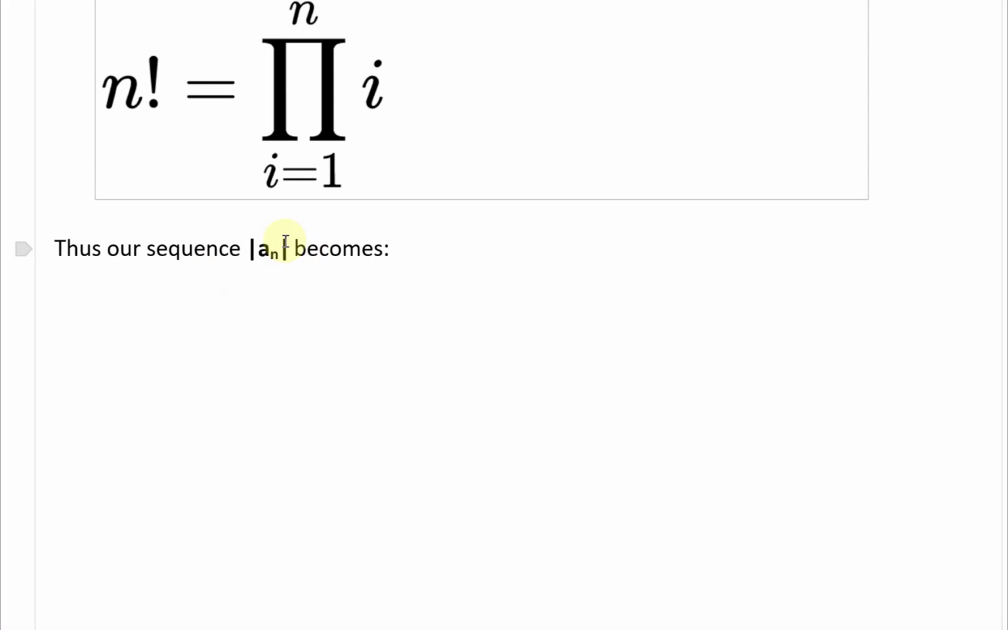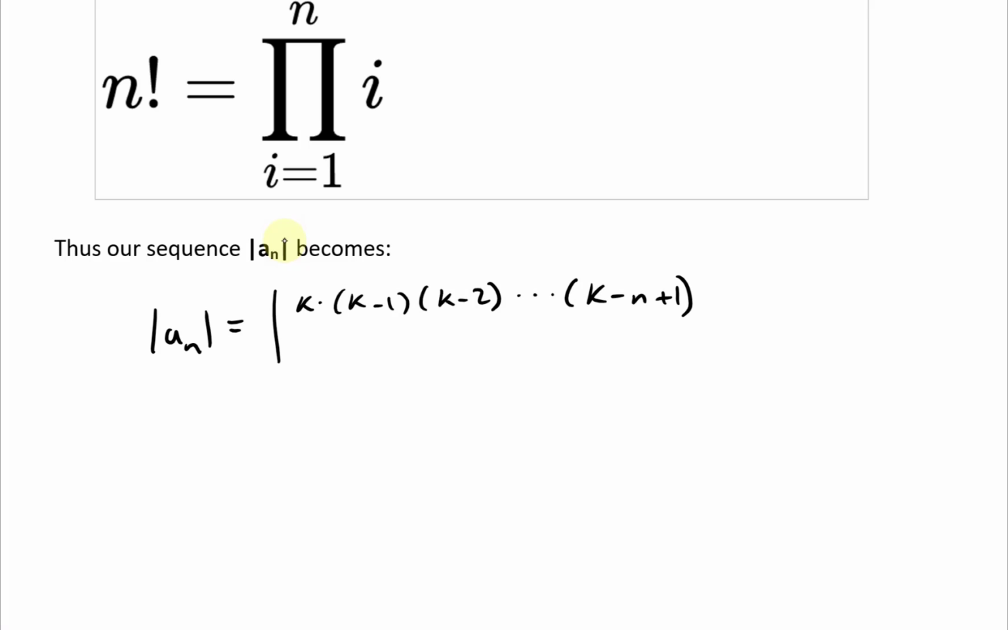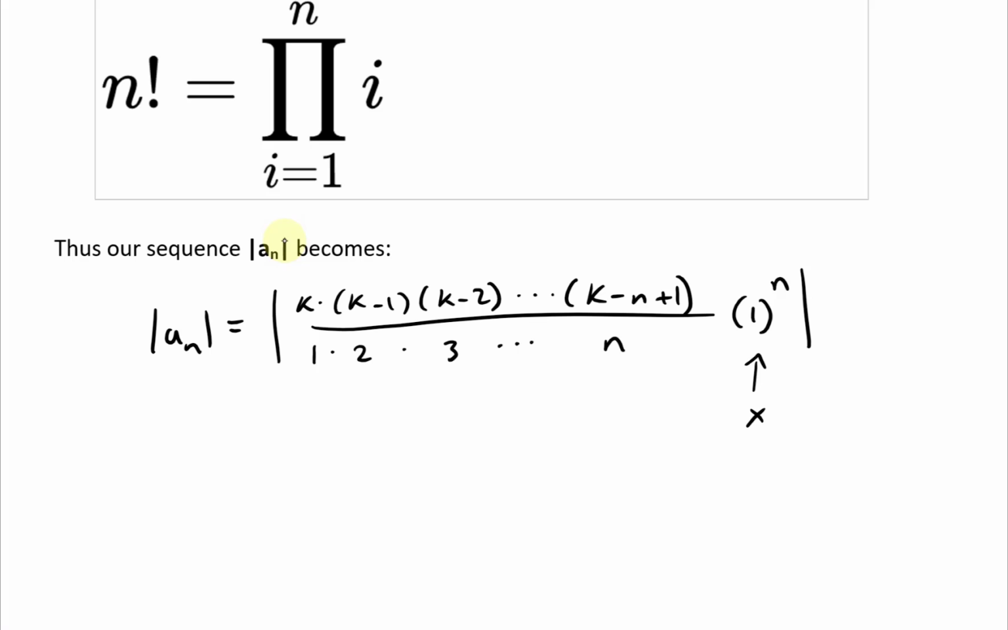So that's our sequence, and let's look at the absolute value of an, just because it was used in the PDF. Remember, this equals, the top is just going to be the absolute value of k times k minus 1 times k minus 2, all the way until the last part, k minus n plus 1. Then we divide this by 1 times 2 times 3, all the way up to n, and then this is 1 to the power of n, at x equals 1. Now this part at the bottom is our n factorial.